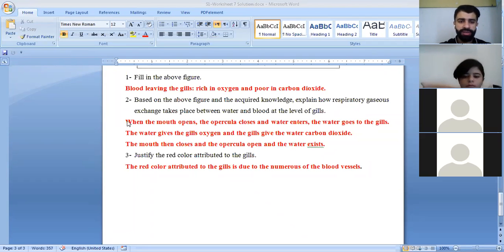These notes are found in the lecture. Justify the red color attributed to the gills. The red color attributed to the gills is due to the numerous blood vessels. And here is the worksheet.